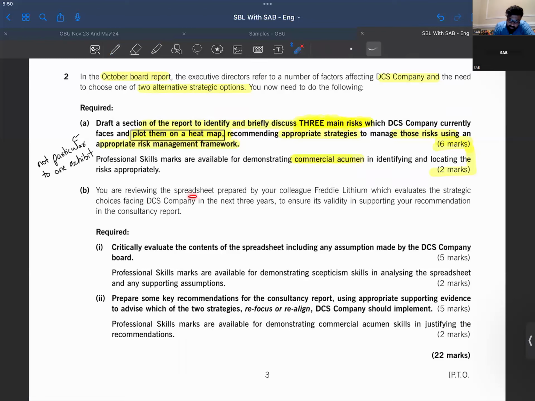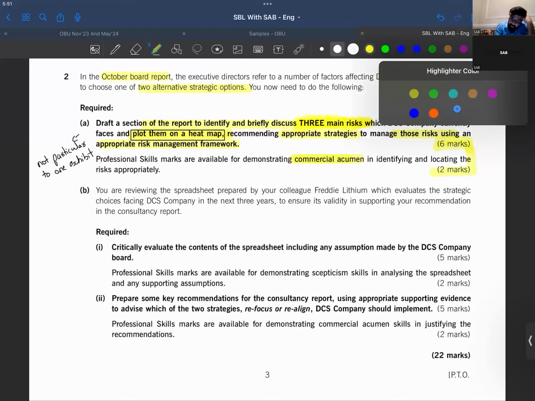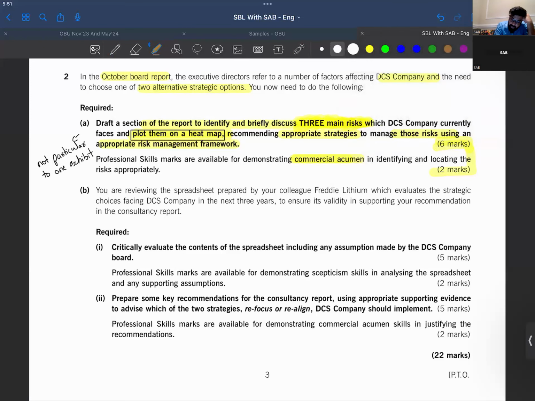So you are reviewing the spreadsheet prepared by your colleague, Freddie Lithium, which evaluates the strategic choices facing DCS company in the next 3 years, to ensure validity in supporting your recommendation in the consultancy report. So critically evaluate the contents of the spreadsheet, including assumptions made by DCS company. So now there's one spreadsheet being prepared by Freddie Lithium. So you have to look for that also, right?